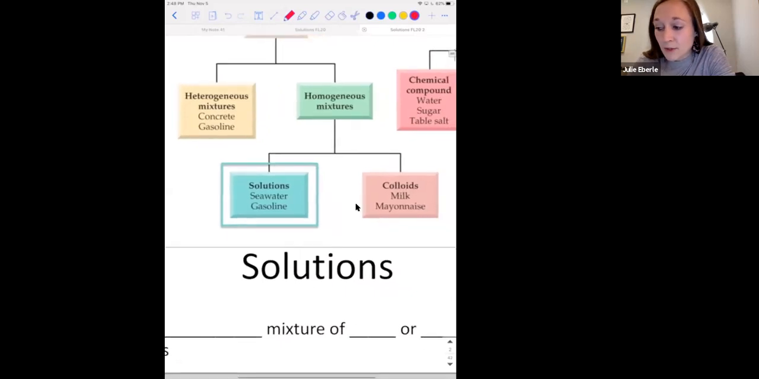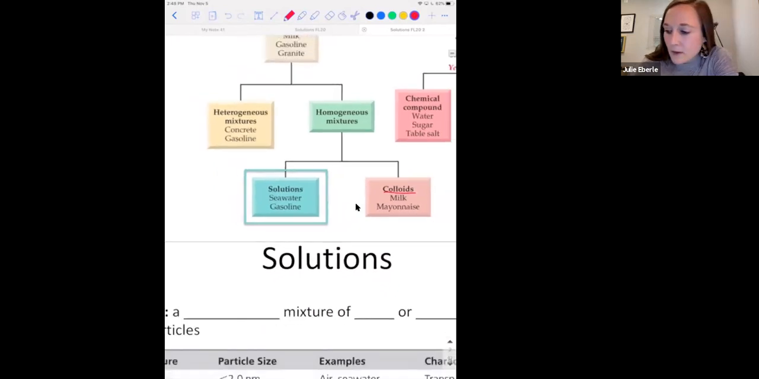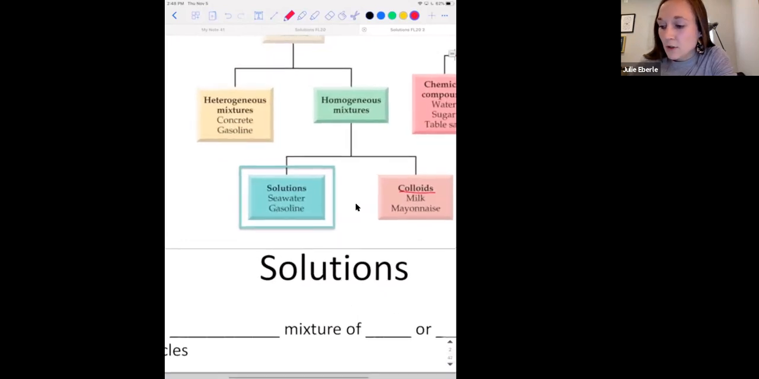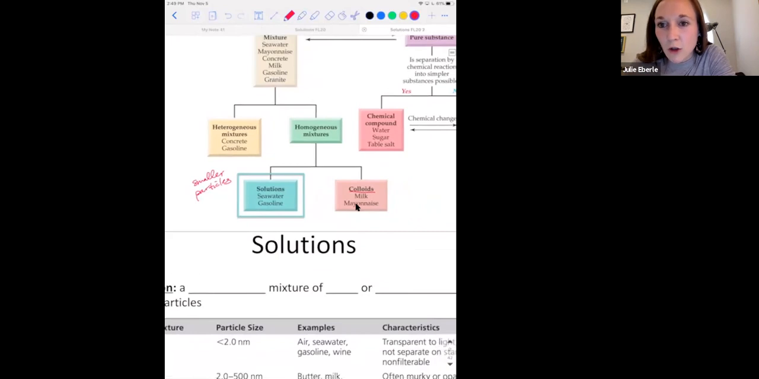We also have another type of homogeneous mixture called a colloid, and we'll actually look at the difference between these two. So what is the difference between a solution and a colloid? They're both homogeneous mixtures, but a solution has smaller particles mixed in. So the thing that makes it a solution is the fact that there's more than one type of matter present. Solutions have smaller particles, and colloids tend to have larger things dissolved or mixed into the solution. So these tend to have larger particles.